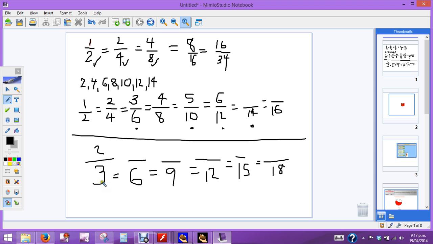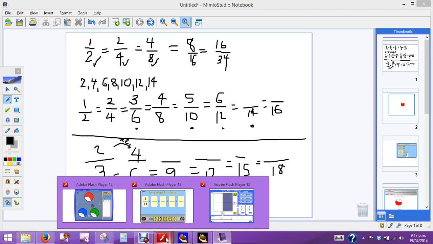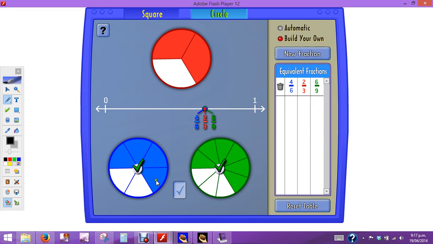What's the pattern here? Well, thirds to sixths, I need twice as many. I need 2 more cuts for each third. So I multiply 3 by 2 to get 6. So I have to do the same to the top. I've got to multiply that by 2. 2 2s are 4. 2 thirds, 4 sixths. 2 thirds, 4 sixths.